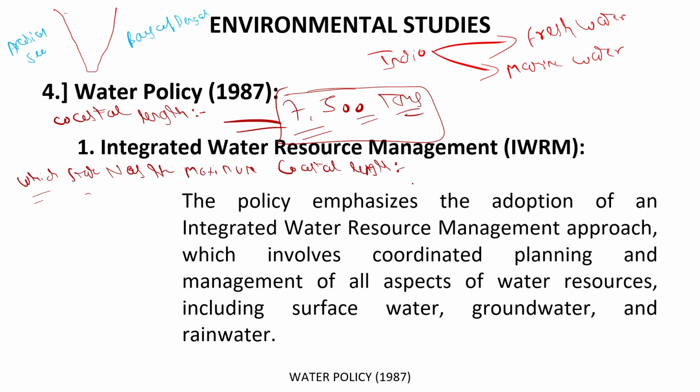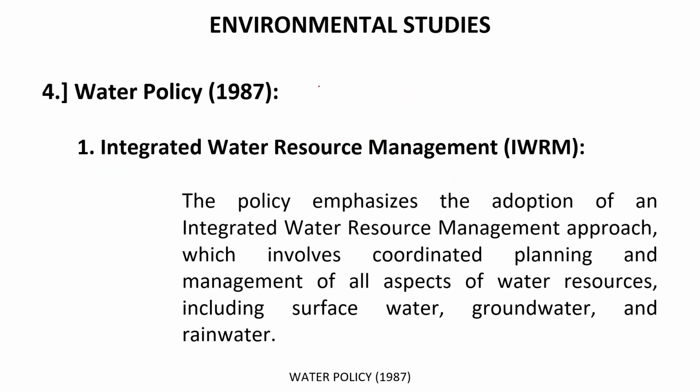So the answer is Gujarat. Total coastal length is 7,500 kilometers, and Gujarat is the state which has the most coastal length. So here we have finished the maritime resources. Now, what about fresh water?